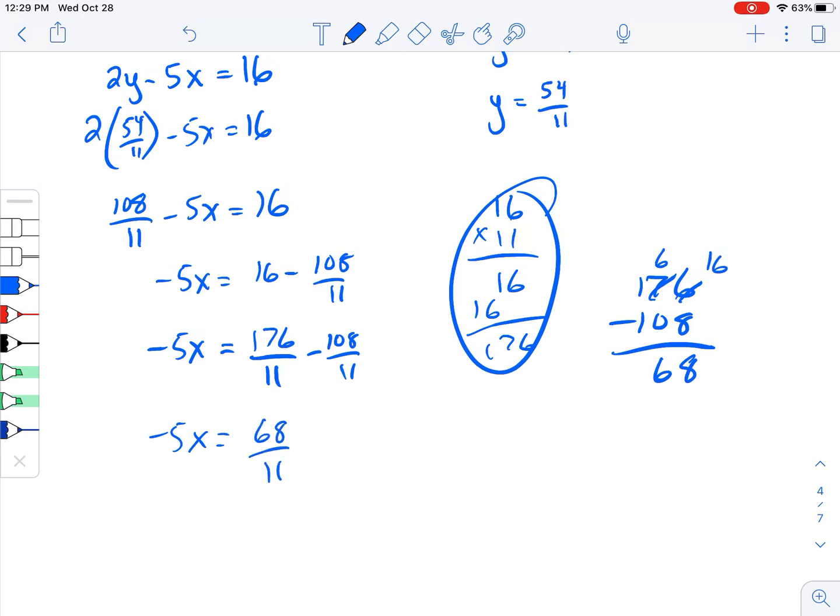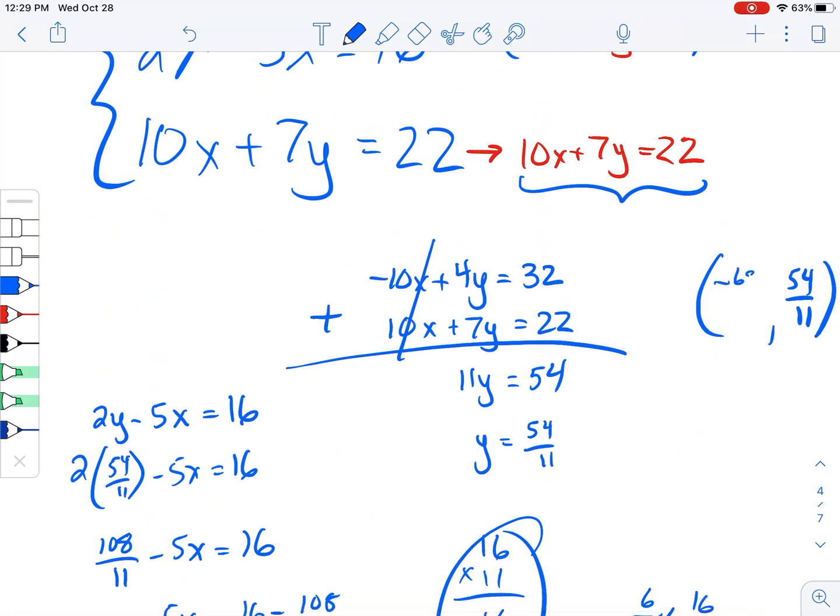Now I'm going to divide everything by a negative 5, or in this case, it'll be more helpful to multiply everything by 1 over negative 5. So x is going to be equal to 68 over negative 55, or negative 68 55ths.